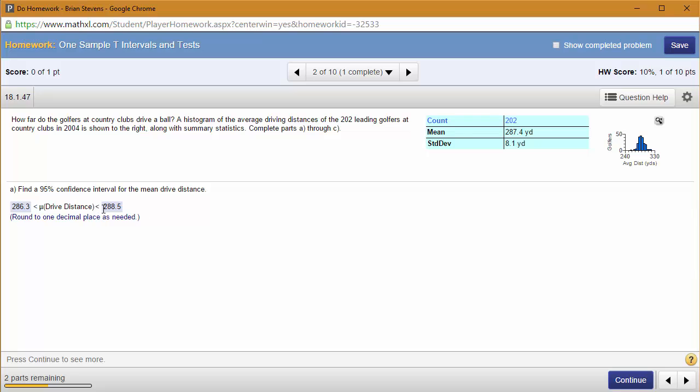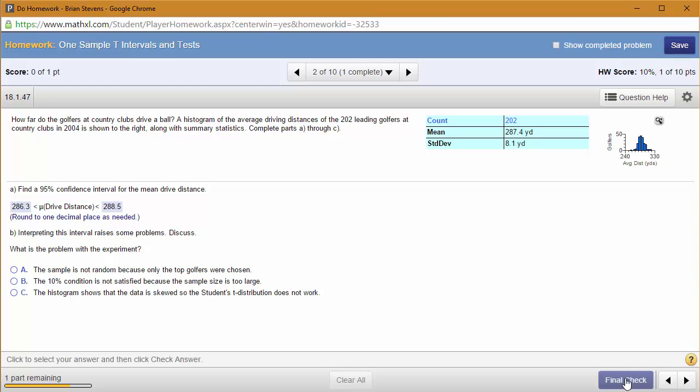And you see it shows that right here. It's contained in the interval. I am 95% confident the true average distance people are driving the ball is contained in the interval 286.3 to 288.5. Very, very important. Rewind and listen to it again. Make sure you can interpret any interval like that. Very important. Okay, to the harder questions down.